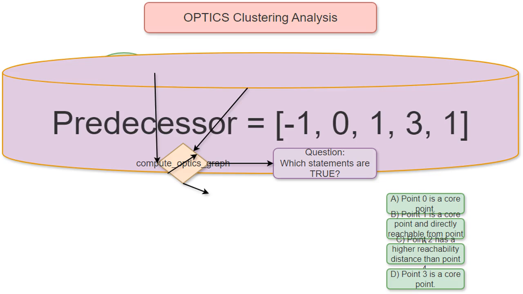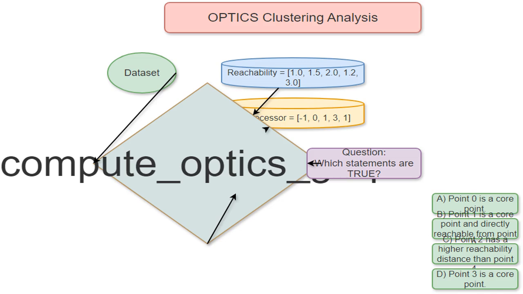This array indicates the predecessor of each point in the OPTICS algorithm. The predecessor is the point from which the current point was reached. A value of -1 indicates a starting point, a core point, the cluster's seed. Point 1, for instance, has a predecessor of 0, meaning point 0 was used to reach point 1, suggesting direct connectivity. This is a function from the sklearn library in Python. I use this function to perform OPTICS clustering, and it provides me with the reachability and predecessor arrays.